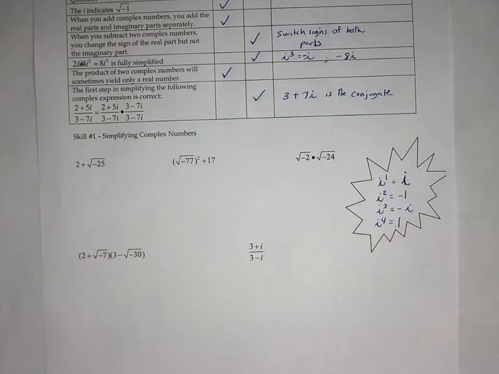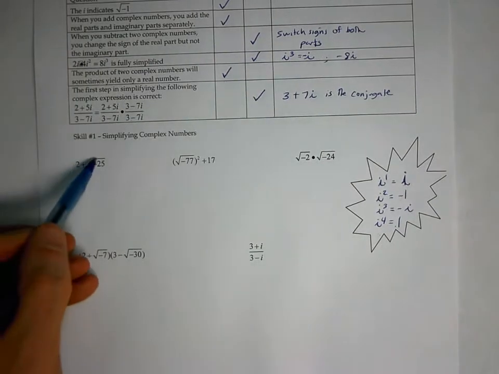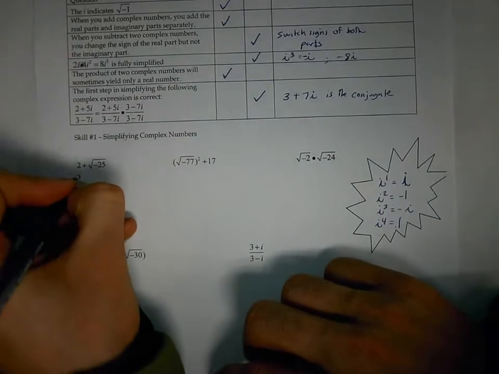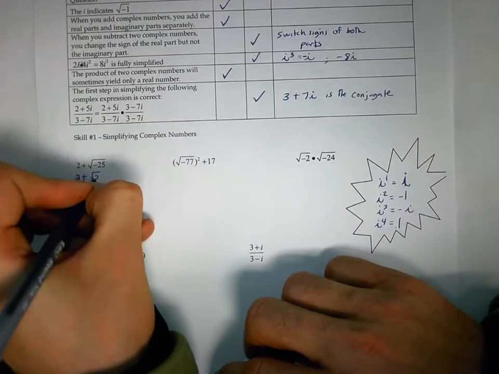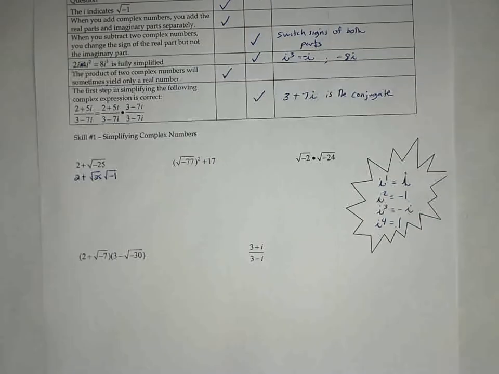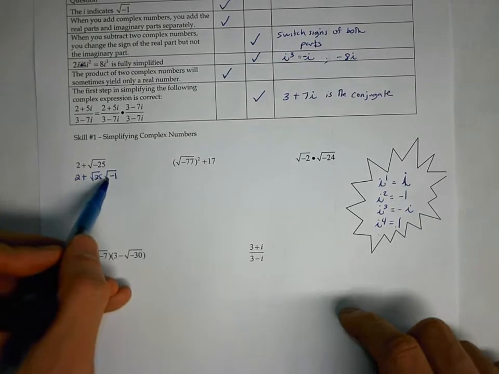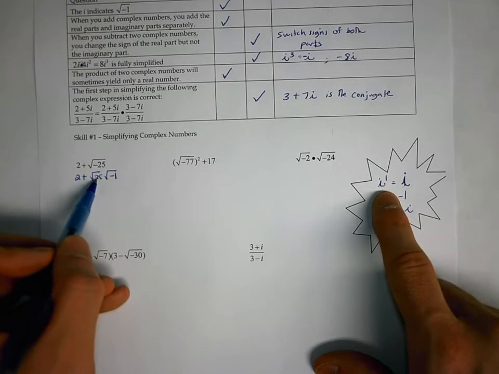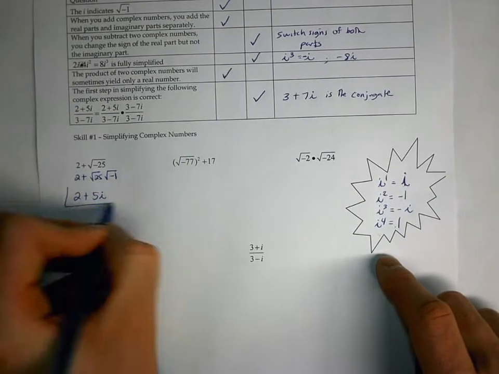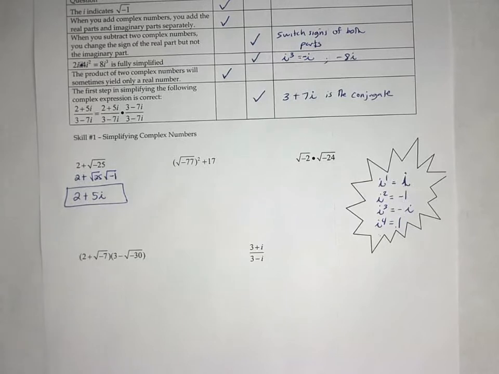So let's begin by just doing some basic simplification. Here we've got 2 plus the square root of -25. We can rewrite the square root of -25 as 2 plus the square root of 25 times the square root of -1. When we write it like that, we can see the square root of -1 is i, and the square root of 25 is 5. So this simplifies to 2 plus 5i.